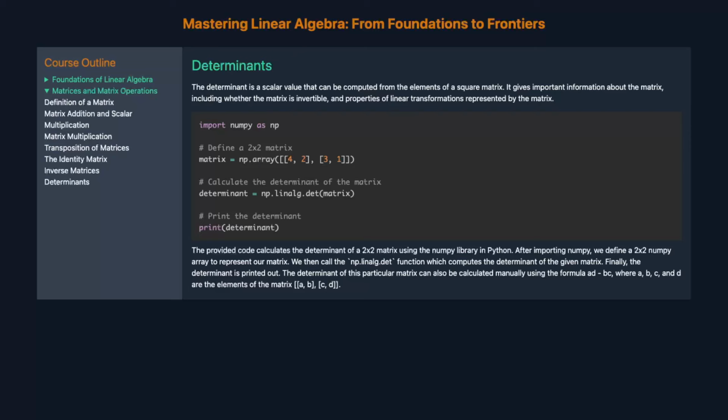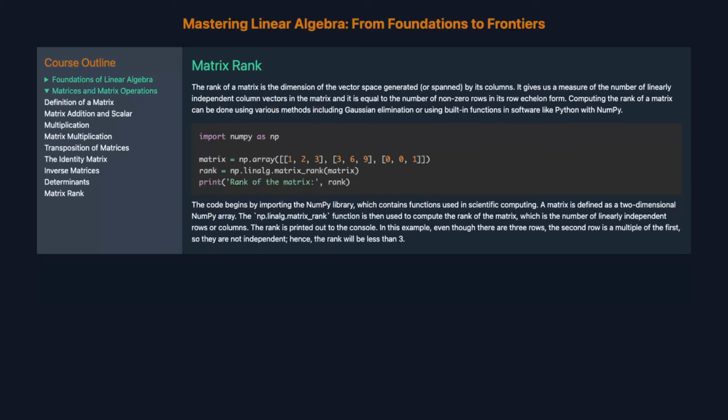After importing NumPy, we define a 2x2 NumPy array to represent our matrix. We then call the np.linalg.det function, which computes the determinant of the given matrix. Finally, the determinant is printed out. The determinant of this particular matrix can also be calculated manually using the formula AD-BC, where A, B, C, and D are the elements of the matrix.